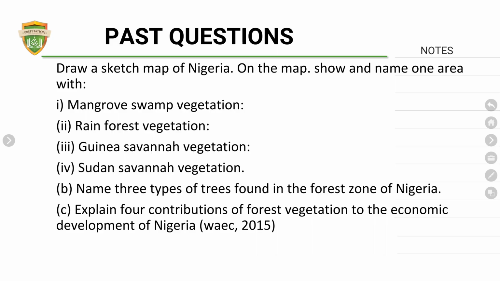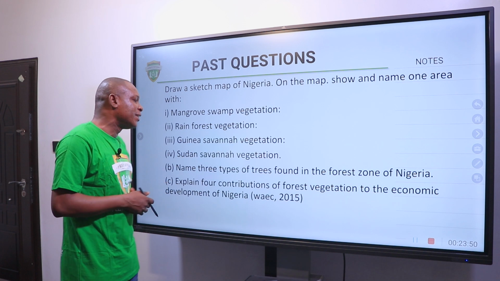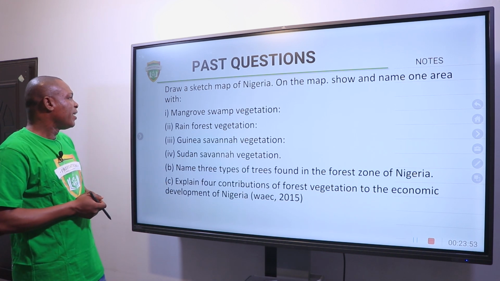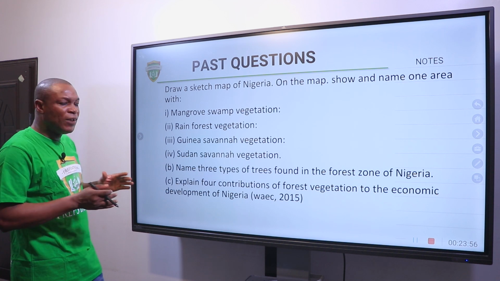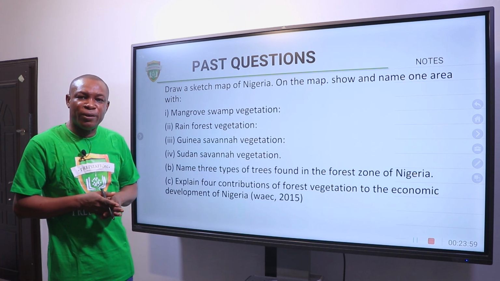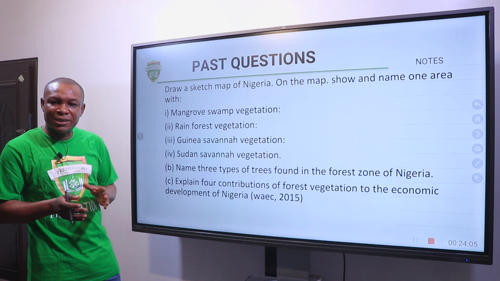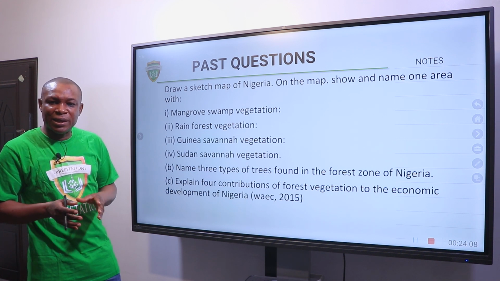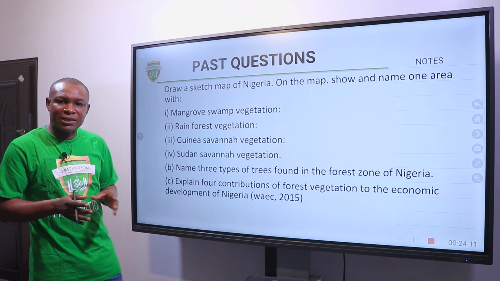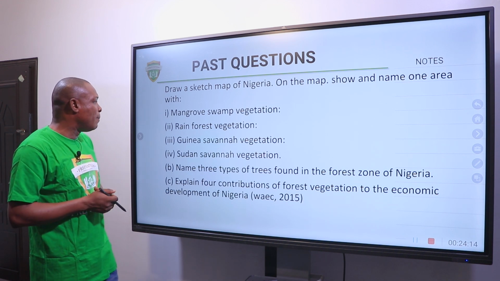The essay part. Draw a sketch map of Nigeria. On the map, show and name one area with mangrove swamp vegetation, rainforest vegetation, Guinea savanna, Sudan savanna. In this question, you have to sketch the map of Nigeria. The mangrove swamp vegetation is found in the Niger Delta region of the country, in places like Warri, in places like Delta State, in places like Ibeno, in places like Oron. That is where you have the mangrove swamp.